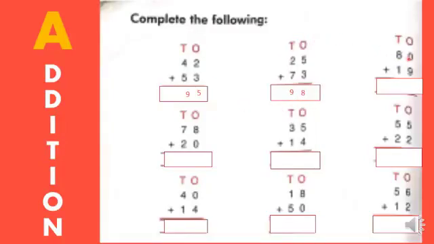Here they have given 0 plus 9. Which number is the bigger number, children? 9 is the bigger number. So keep 9 in your mind and 0 in your hand. How do we add 0 to a number, children?